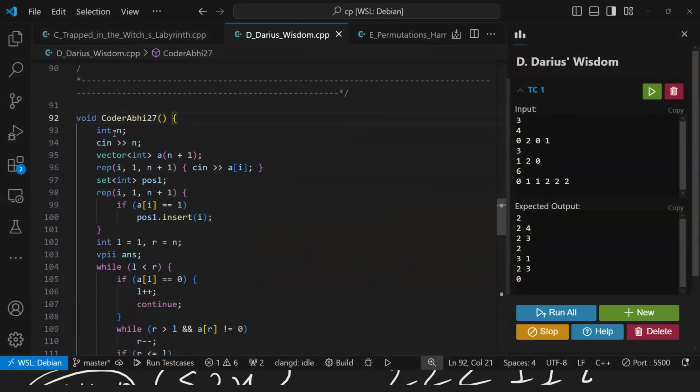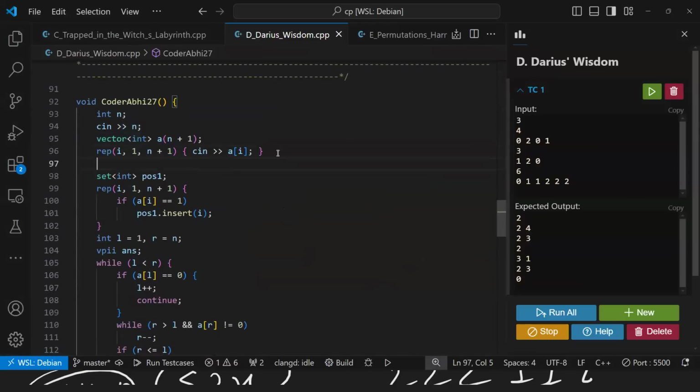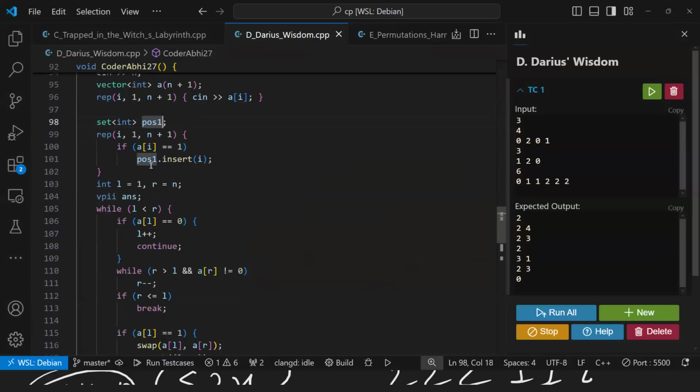Okay, so first I take the input, an array of size n. Then I initialize a set to store the initial positions of all the ones. Whenever I get a 1, I insert that position into my set. So I insert all the positions where there is a 1 into my set.